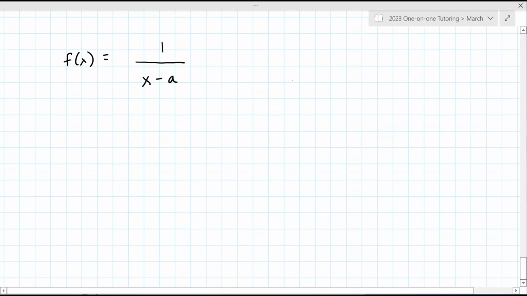Okay, so when we're looking at a rational function, something of this form, 1 over x minus a, where the bottom is equal to 0 is called a horizontal asymptote. I'm sorry, vertical asymptote. Boy, I am off today.